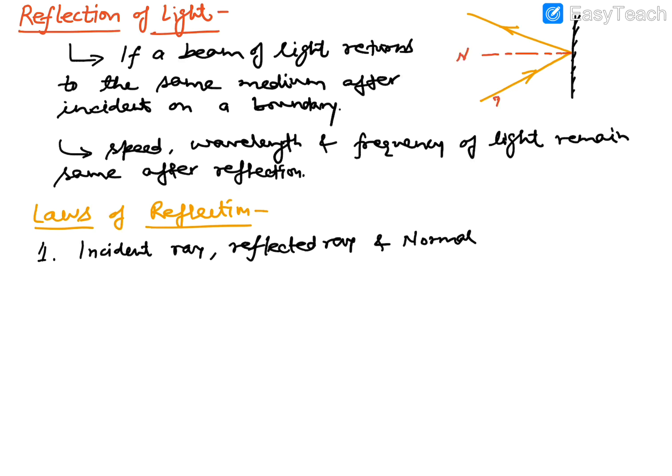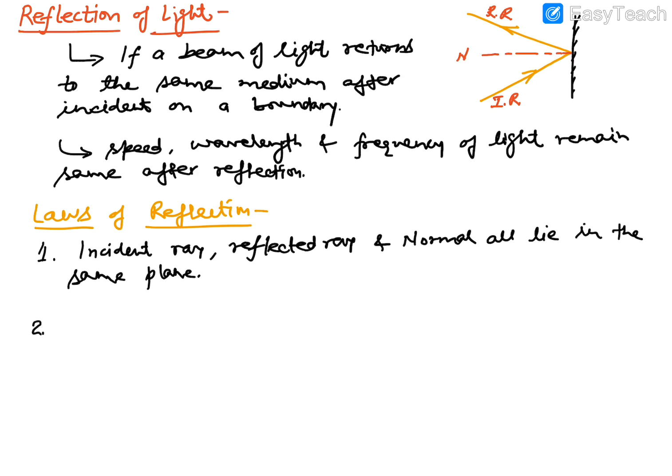And this is the incident ray, this is the reflected ray, and this is talking about all these three rays. So the incident ray, reflected ray, and normal all lie in the same plane. That means you can see in this picture all three have been drawn in the plane of the screen, hence they are in the same plane. None of them can go outside this plane.